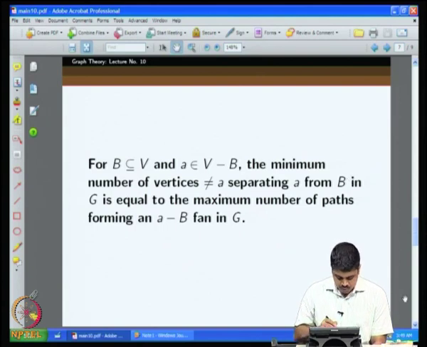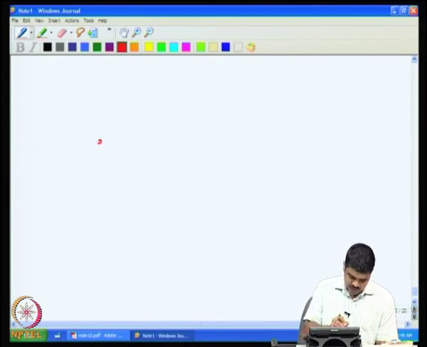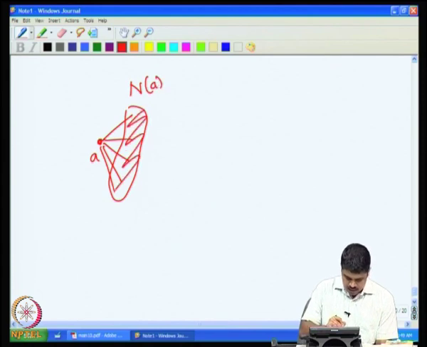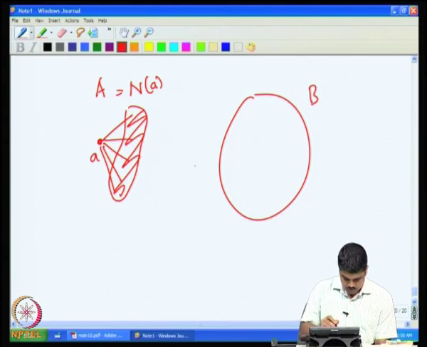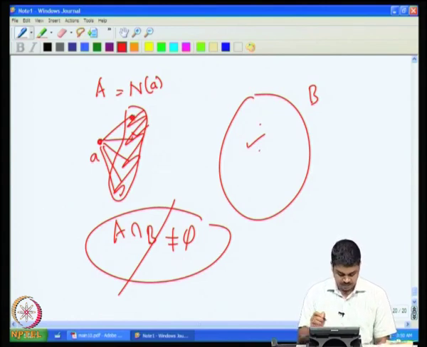So how do I prove this? This proof is simple. This is our A, and we consider the neighbors of A. This is called N of A, and let's define this as capital A, and this is our B. It's possible that some vertices here are in A intersection B, which need not be empty. There is nothing like that. It's possible that some of these neighbors may be in this B.